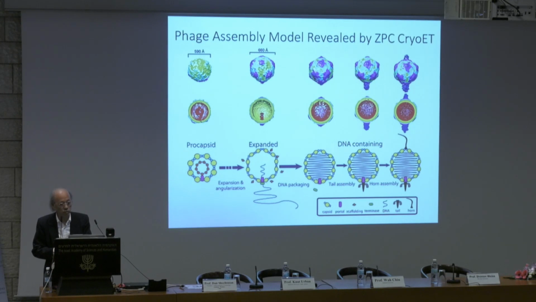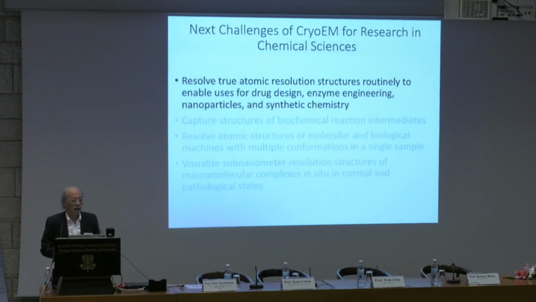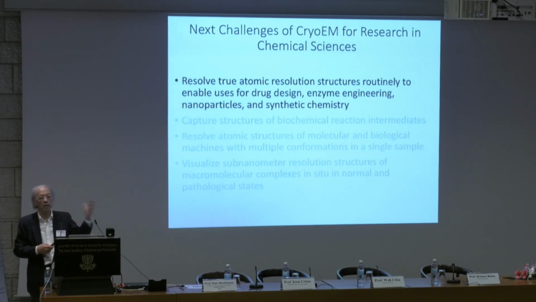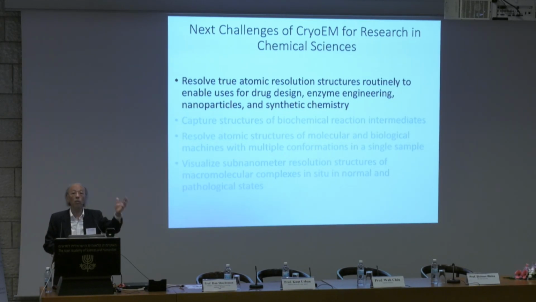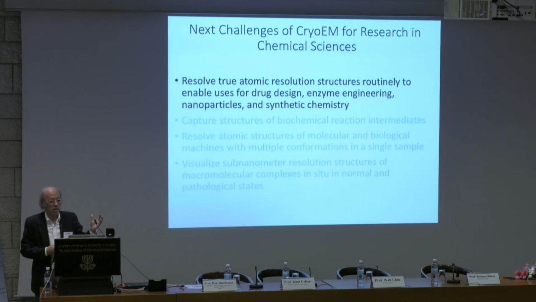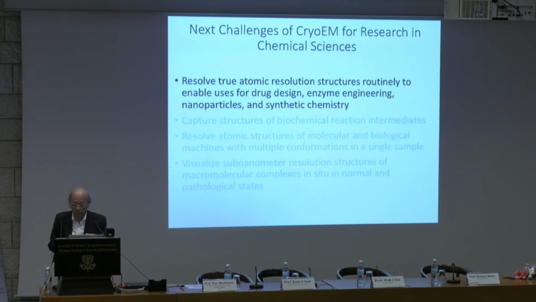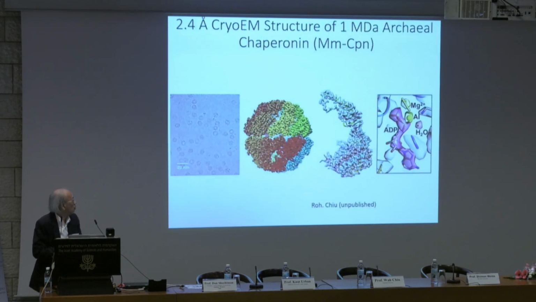So in the next 2 or 3 minutes, maybe I'll say what the future is. What I showed you in the cellular tomography is really low resolution, only 3 nanometer resolution. And so the question is, can we go to a higher resolution? The answer is yes, because it's very important for drug design, enzyme engineering, nanoparticles, and synthetic chemistry. So how good can we go now? With some of the modern microscopes, we can go down in our hands to 2.4 angstrom.